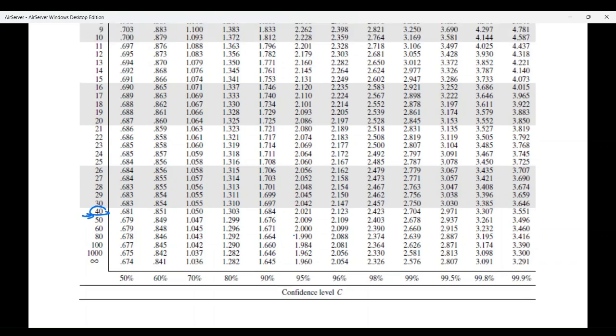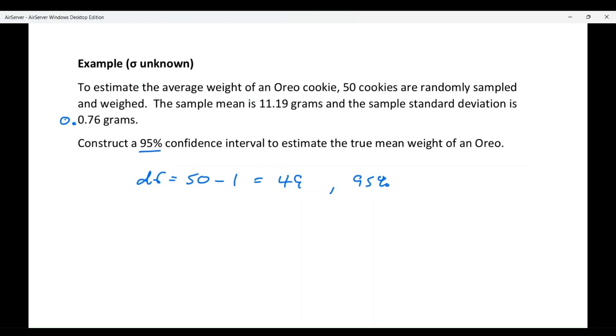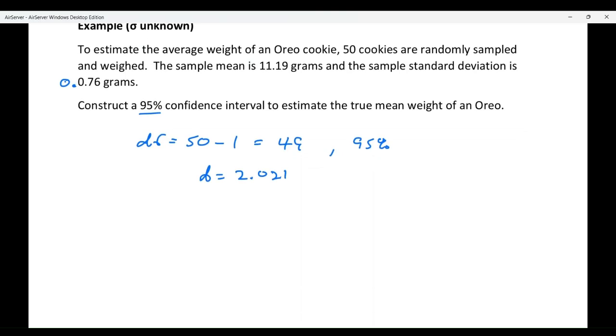We're doing a 95% confidence interval. And so I just cross-reference those, and the number we're going to use is 2.021 for t. So that is our critical value, 2.021. All right, so we can go ahead and find our confidence interval now.